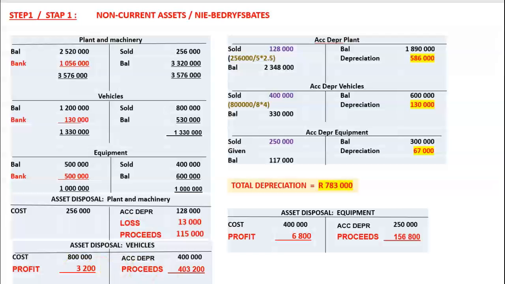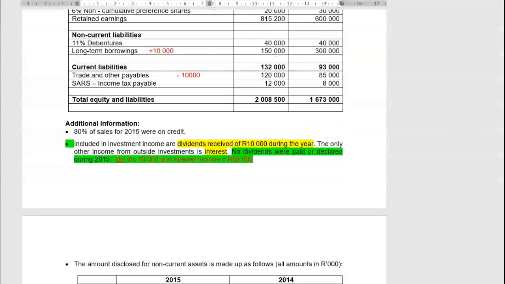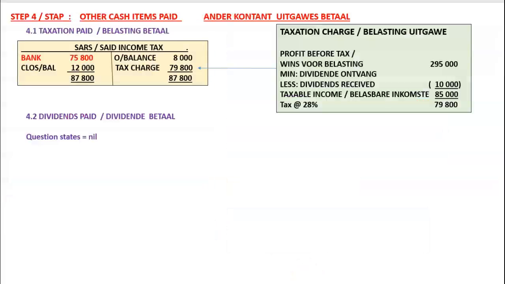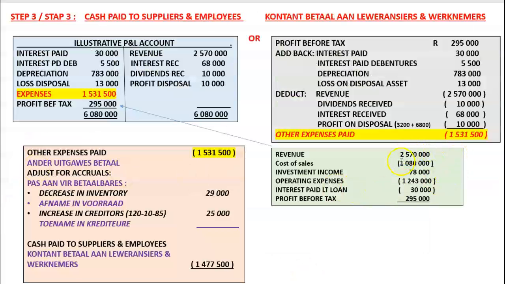Now let's go full force, and we're going to determine cash paid to suppliers and employees. We're going to start with our profit before tax. Now we don't have anything here. They haven't calculated that for us, but we all have calculators and a healthy mind, so we're going to do that ourselves. You're going to use exactly those same figures to arrive at my profit before tax. So you're going to start here at 2570 revenue, cost of sales you're going to deduct, investment income you're going to add, operating expenses you're going to deduct, and interest on the loan you're going to deduct to get to my final profit before tax figure of 295,000.